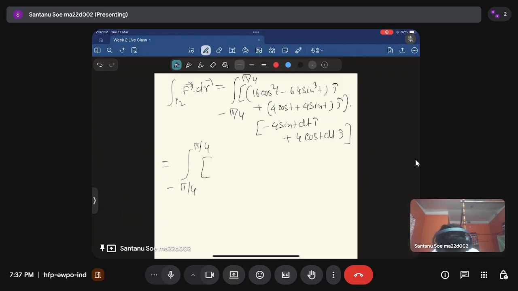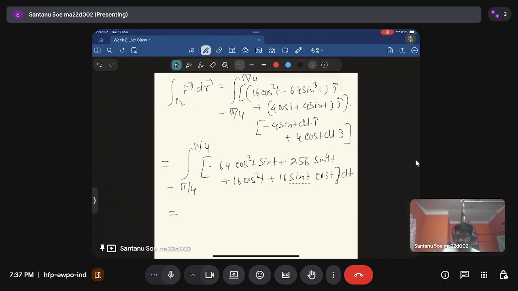So this will be minus of 64 cos square of t sine t plus 256 sine to the power 4t plus 16 cos square of t plus 16 sine t cos t dt. Okay. Now if you just do a little bit of calculation, this integration value is just 52 pi minus 120. Okay.